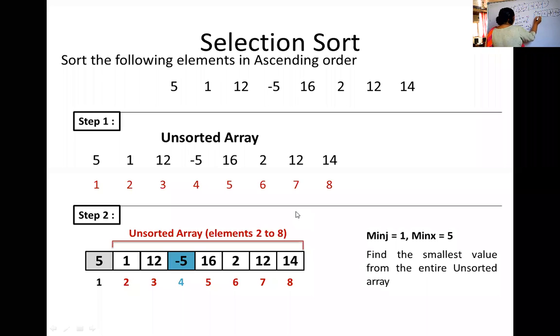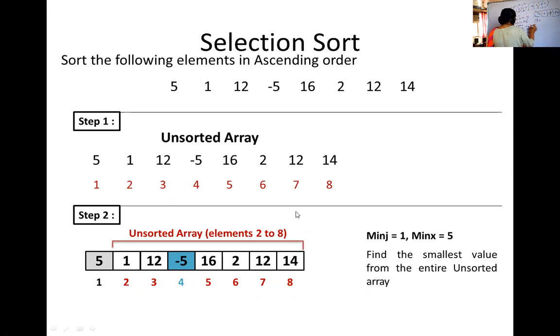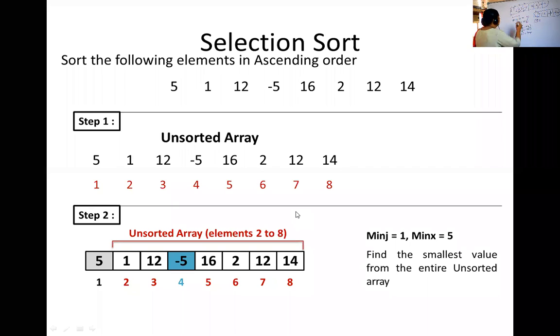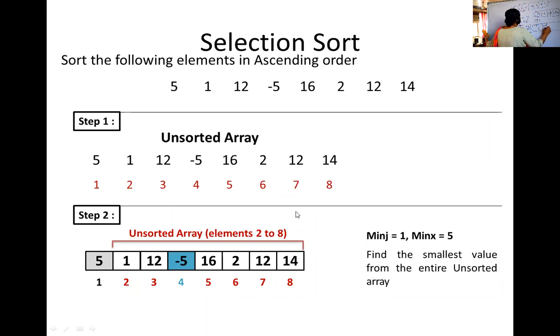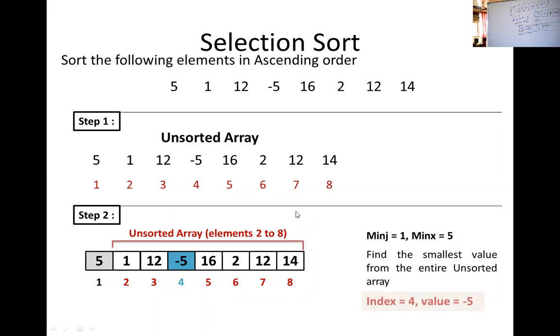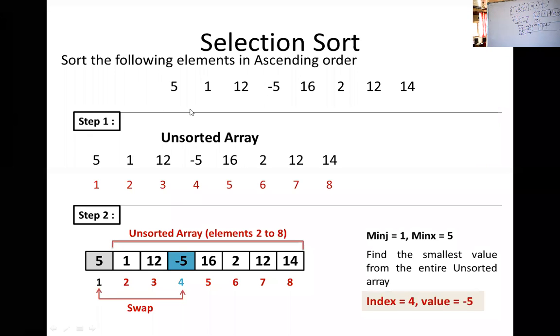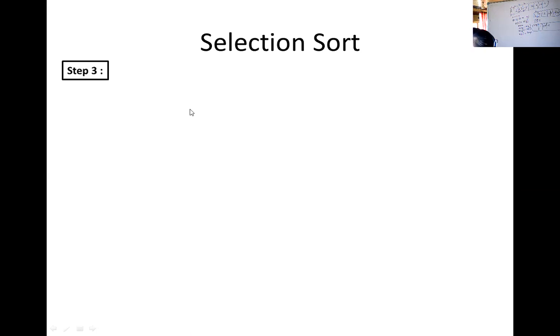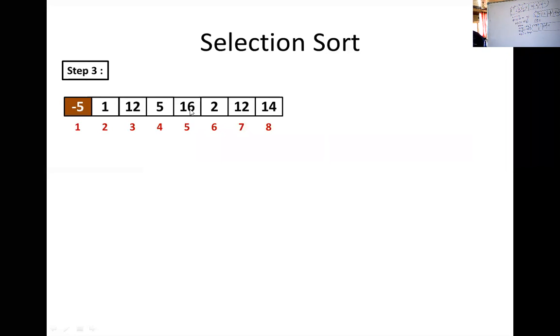So it will come here because minus 5 is less than 1. Now this element will be compared with ai, so it will become your element here. So minus 5, then simply swap it: 1, 12 and minus 5. Let's see how it is going. Now step 3: minus 5, 1, 12, 5 and 16.